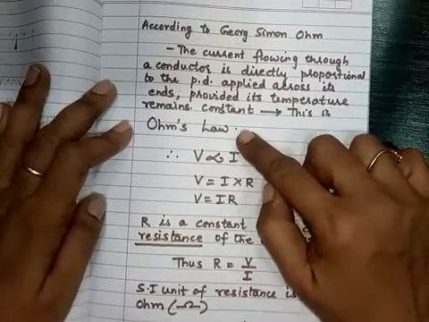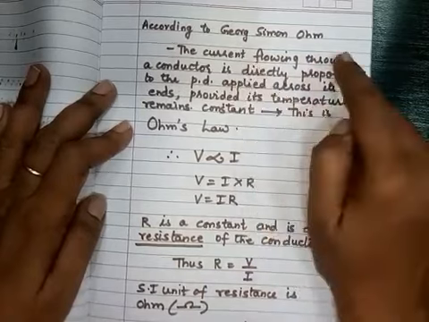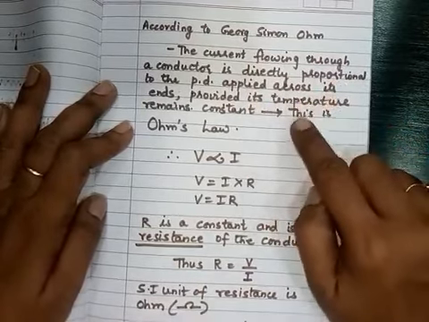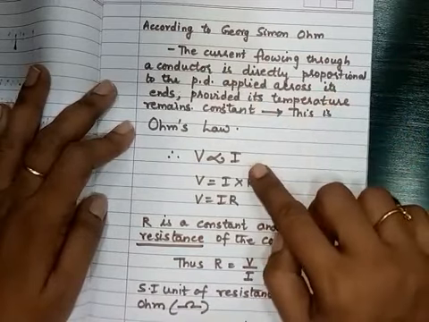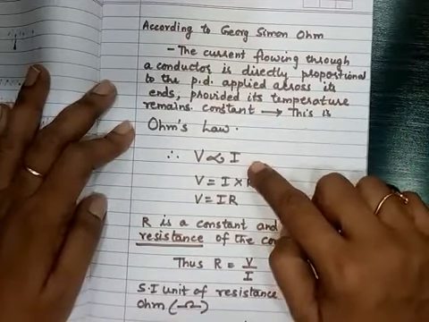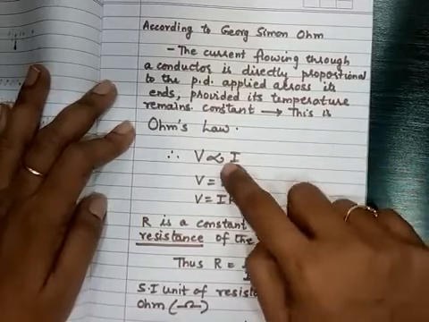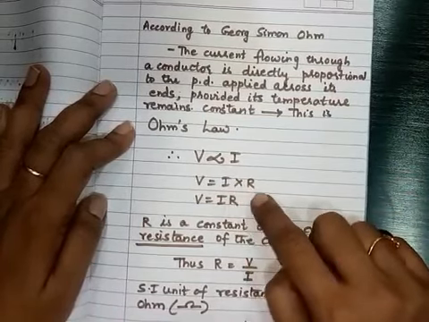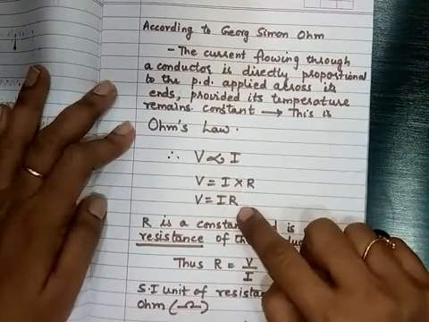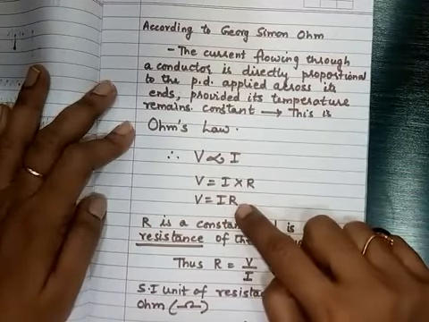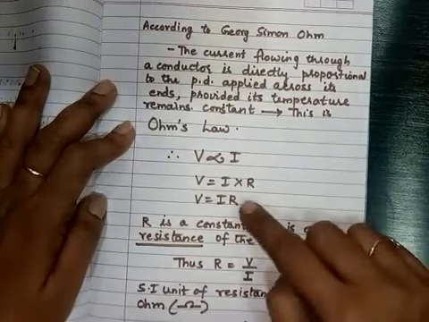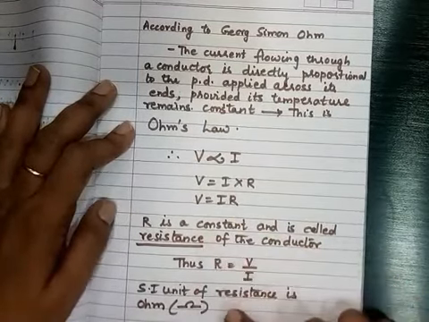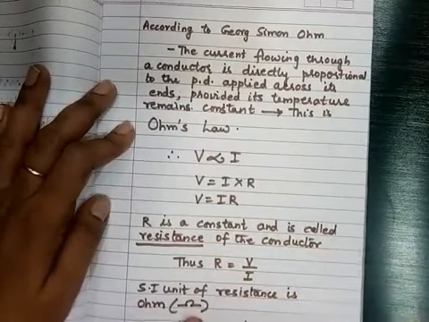So Ohm's law states that at constant temperature, the current flowing through a conductor is directly proportional to the potential difference applied across its ends. Mathematically, we can write V is proportional to I, proportionality being removed by equality, and the constant is put: V is equal to IR. Here R is called the resistance of the conductor, and it is the constant. So we can write R is equal to V upon I. The SI unit of resistance is ohm, which is shown by this symbol.